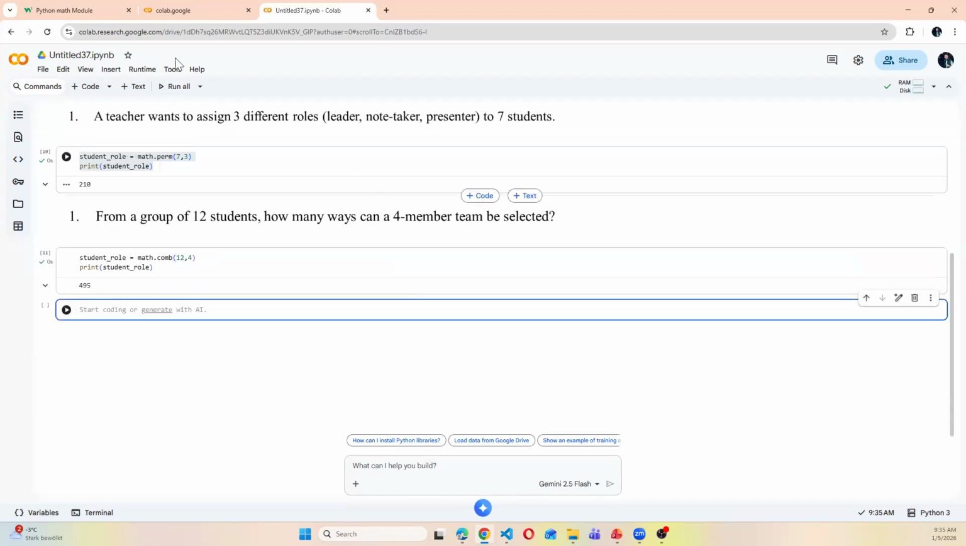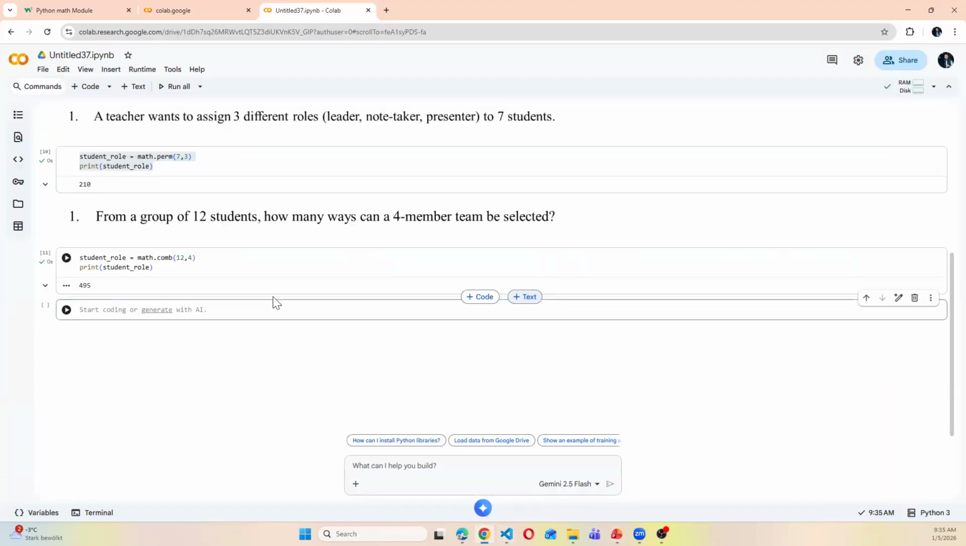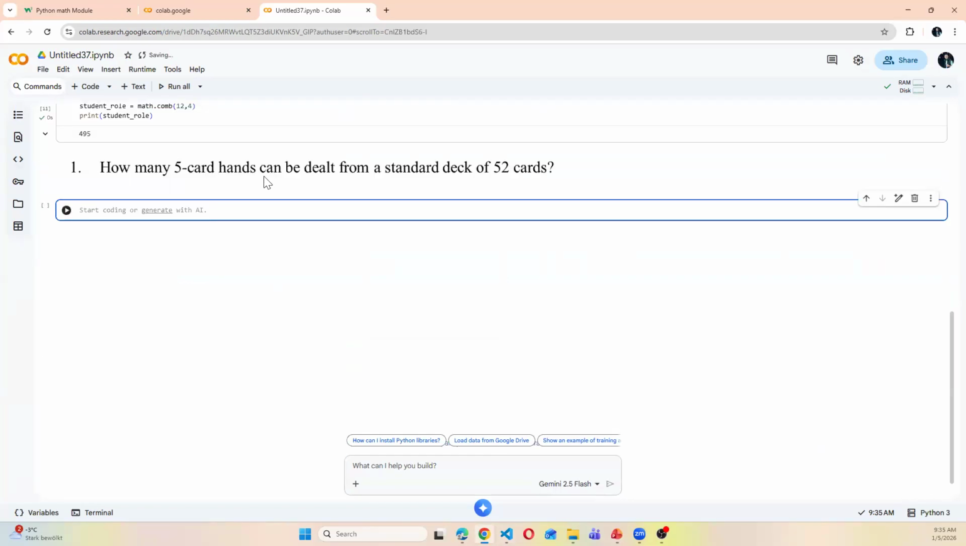And the last one is, okay, what is this one? Can anyone guess? In how many ways can a 5-card hand be dealt from a standard 52-card deck? So you have to take out 5 cards from 52 cards.